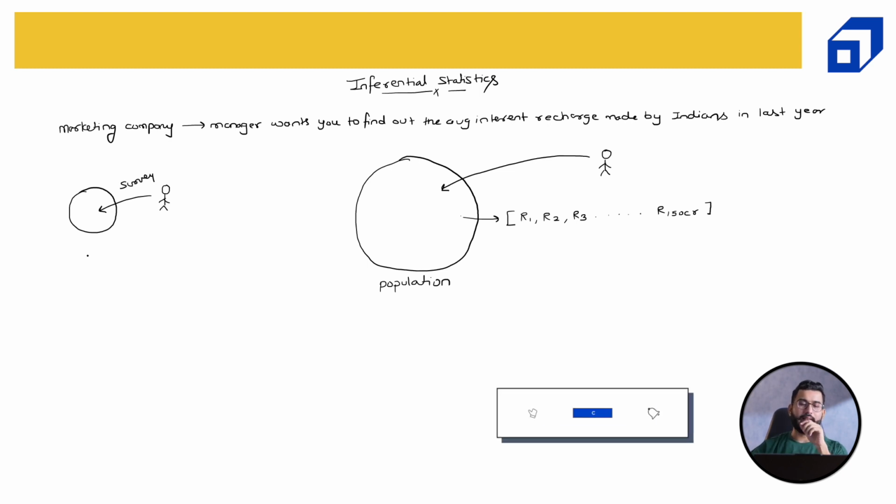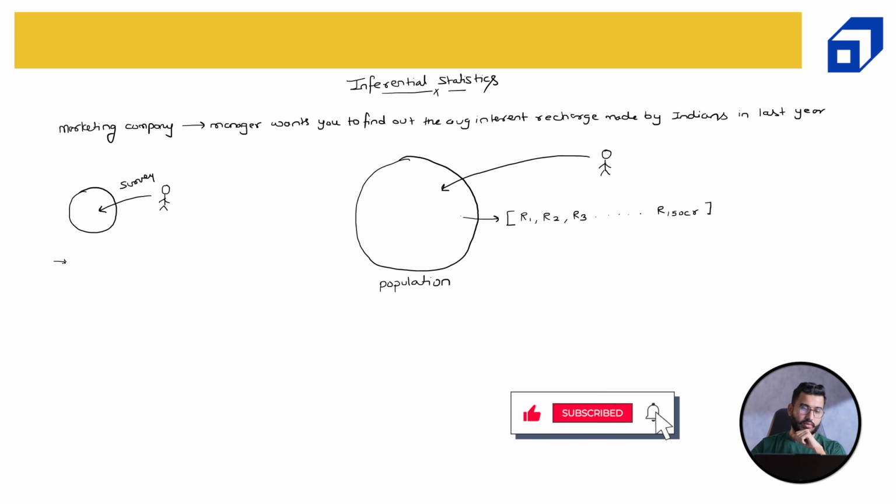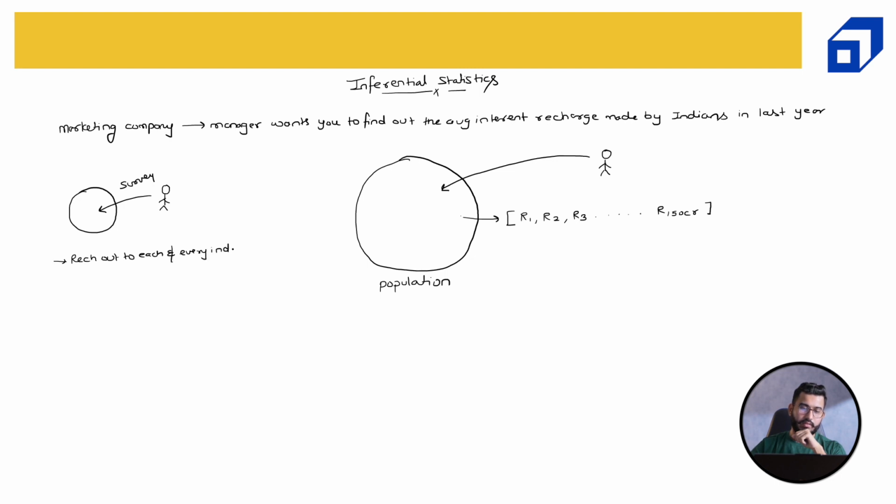So survey basically means I will go to each and every individual. So reach out to each and every individual, then ask them about their opinion. So ask the question, then collect the data, and finally we perform the estimation. So estimation means we calculate the average, minimum, maximum, whatsoever you want to calculate. This is the process of survey.